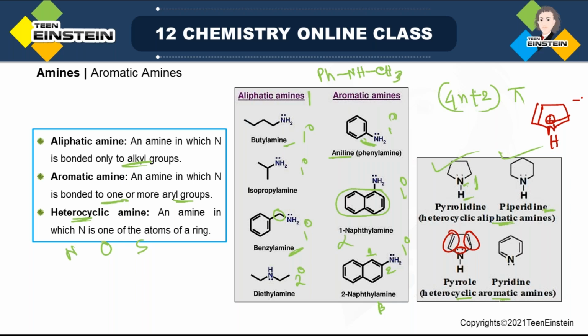Now it is positive. So in this way, these 2 electrons are also added to this 4 electron. Now it becomes 6 pi. So it is also aromatic.